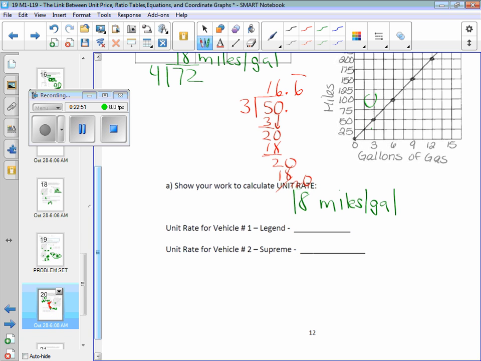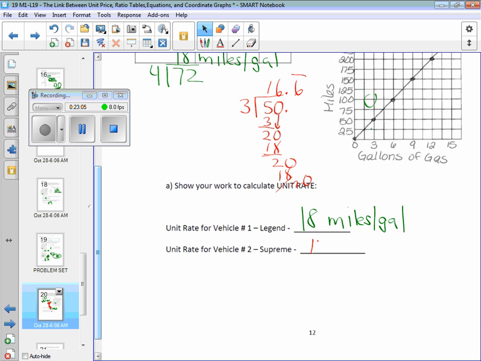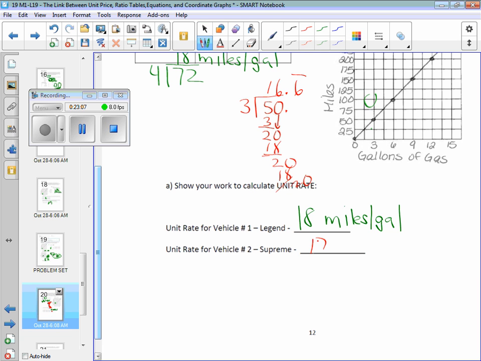5 or more, raise the score. 4 or less, let it rest. So, 0.6 is 5 or more. You've got to round it up to 17. So we're going to round this to 17. 17 miles per gallon.